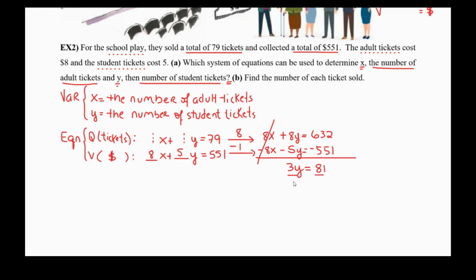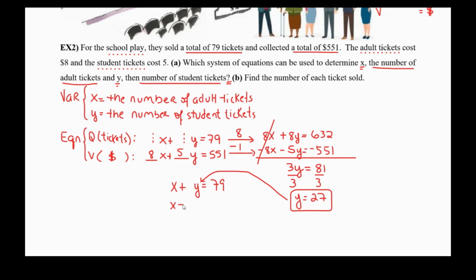We divide both sides by 3. Y equals 27. We got part of the answer. We got the number of student tickets. To get the number of adult tickets, we're going to copy one of these equations. The first equation is the simpler one, so I'm going to copy that. Once I copy that, I'm going to bring this value that I found and substitute.